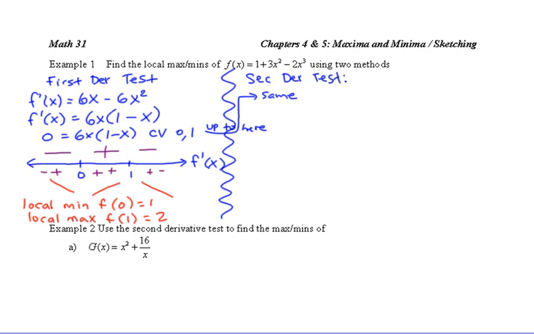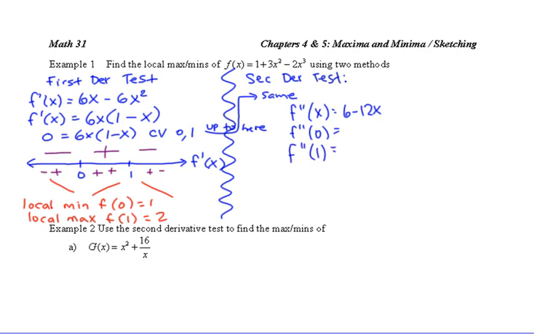So, first of all, what's my second derivative? Going back to here: 6 minus 12x. Okay, so we're going to take our critical values and just sub them into our second derivative. So we're going to plug in 0 and 1.